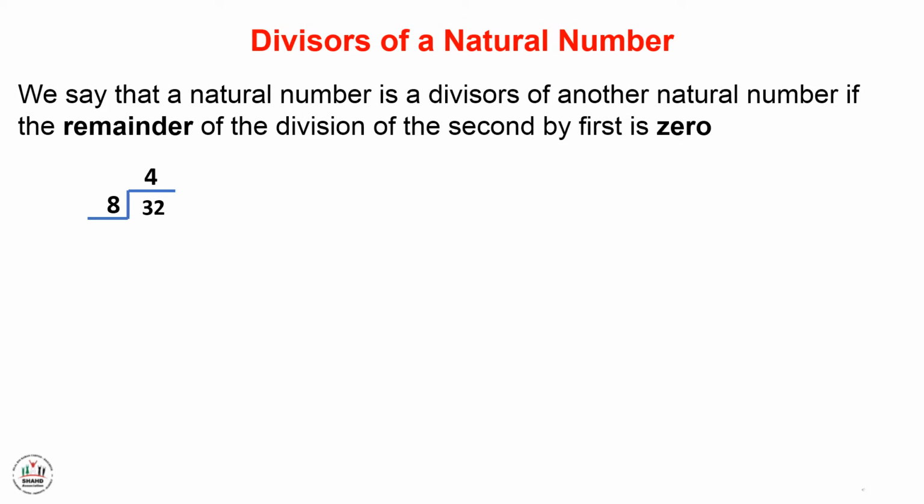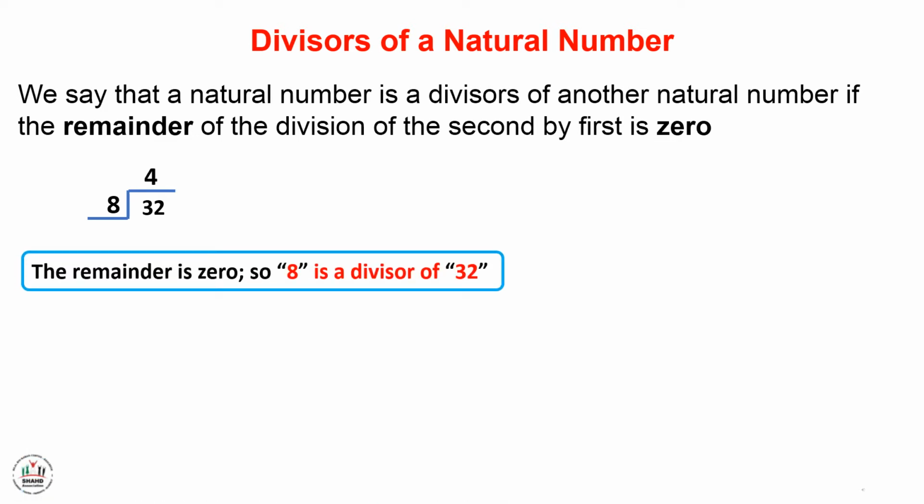Example: 32 divided by 8 is equal to 4, and the remainder is 0. So 8 is a divisor of 32.